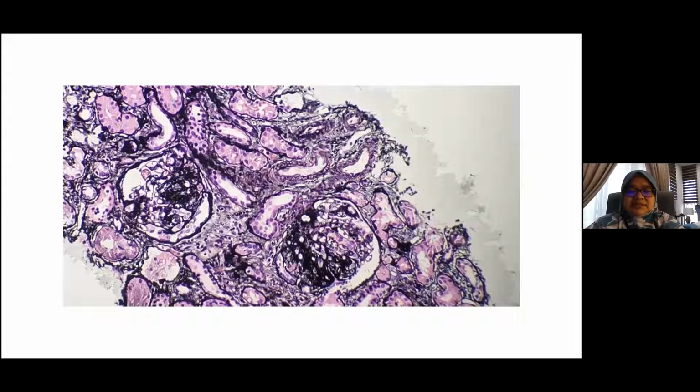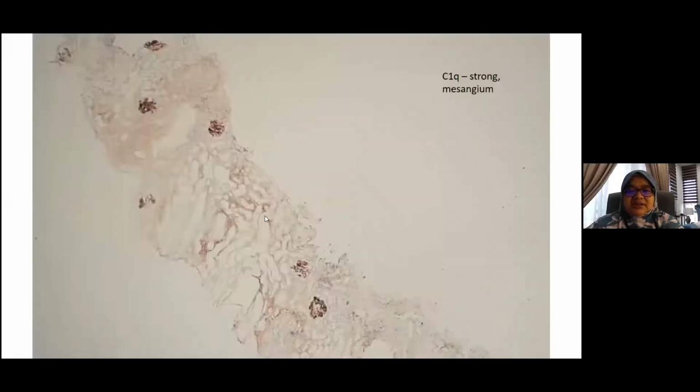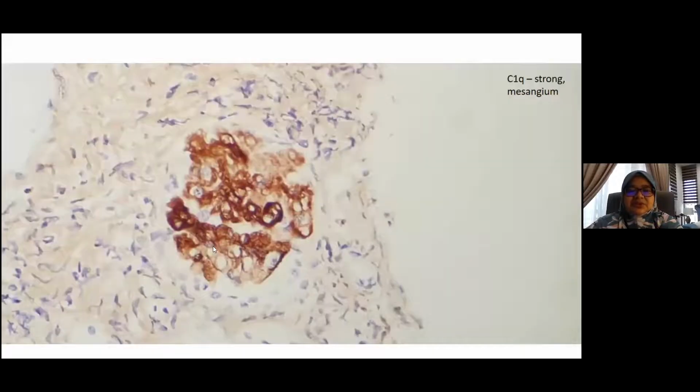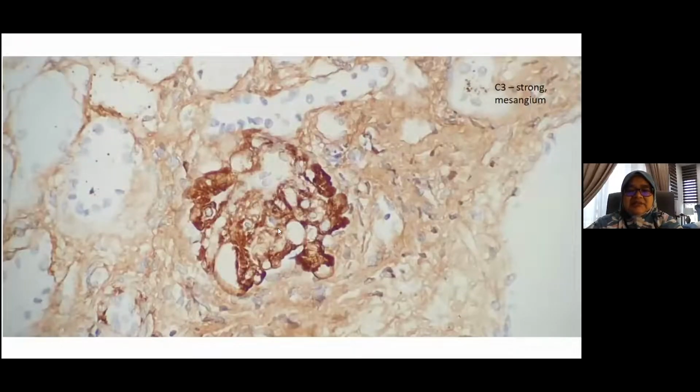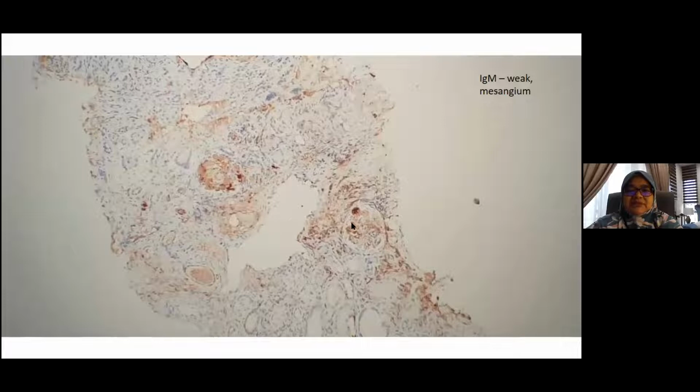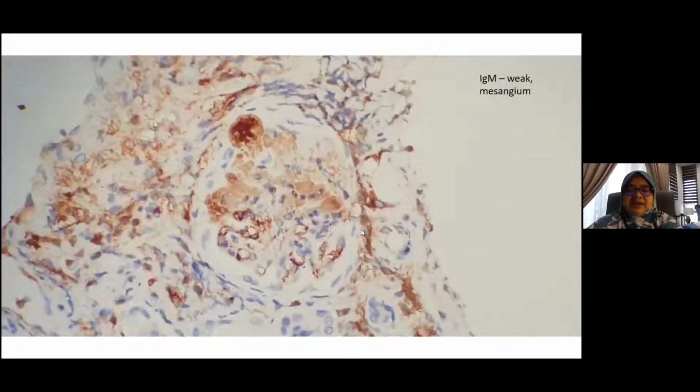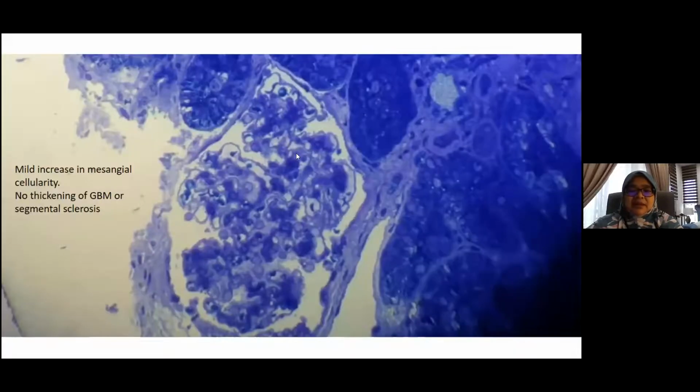As you can see, this is the PAS. Normal in MT, and these are immunoperoxidase stains because we don't have IF, no tissue for IF. So this is C1q, and it is very strong positivity within the mesangium. Also we can see strong positivity for C3 within the mesangium as well, and weak within the mesangium for IgM. Okay, so we can see this mild increase in mesangial cellularity.